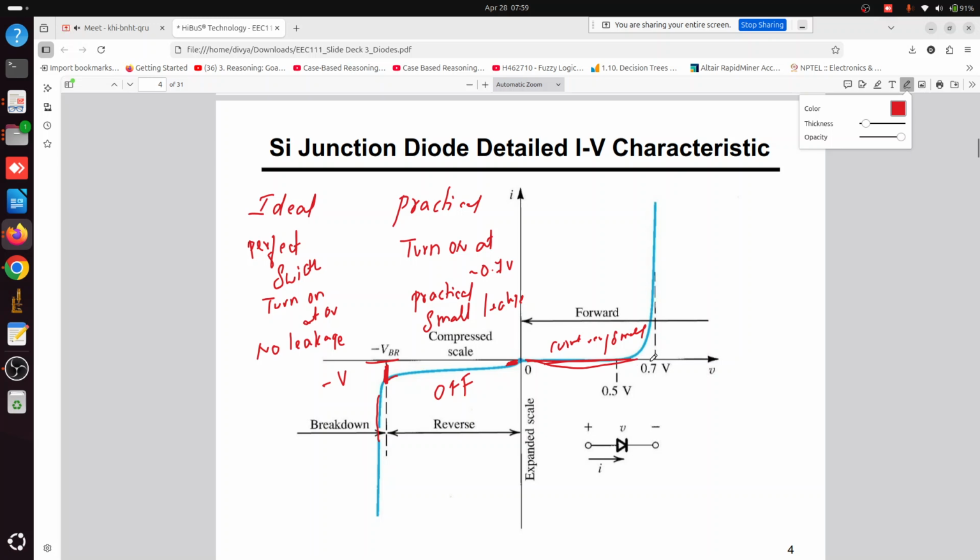After 0.7, the current is going to increase rapidly, and that too exponentially. You can see here this is some exponential. Here the diode is going to be on. If you want to represent this curve in terms of an equation, that's what I have written: I equals Is times e to the power V divided by Vt, minus 1. Did you understand?